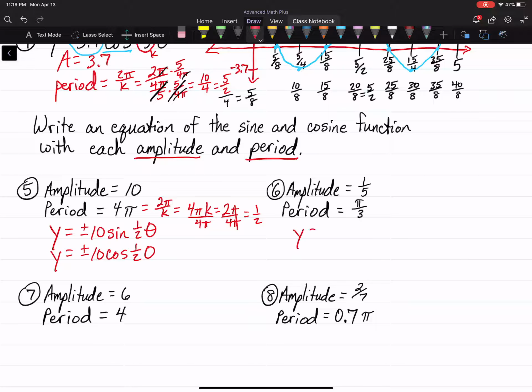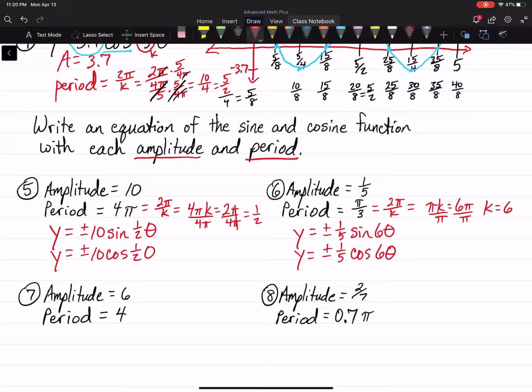Here we go again. We know it's going to be y equals plus or minus, in this case, for number 6, the amplitude is 1/5. Don't know why I put 2 there. 1/5 times the sine. Again, we have to figure out what k is. So that equals 2 pi over k. You cross multiply those, you get pi times k equals 6 pi. If you divide by pi, k equals 6. So 6 theta. And that is all you have to do. To do cosine, you do the same thing.